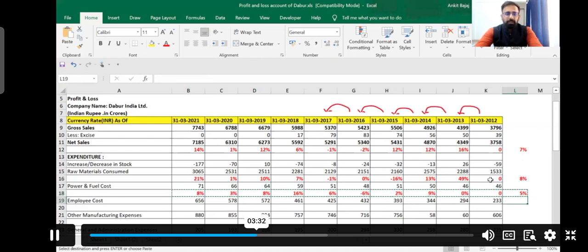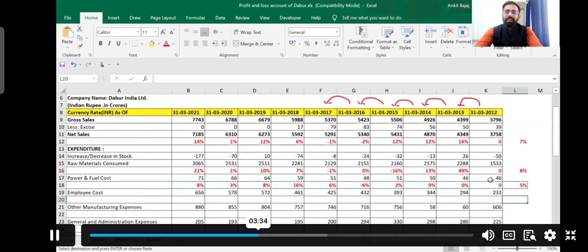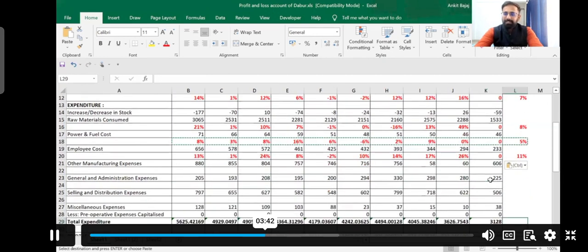So this you can do for any particular cost or any specific transaction, right? You can see there is an 11% increase of employee cost on an average, because sales is increasing, they require more employees, right? And if I do the total here, we have taken the total of manufacturing expenses, right?